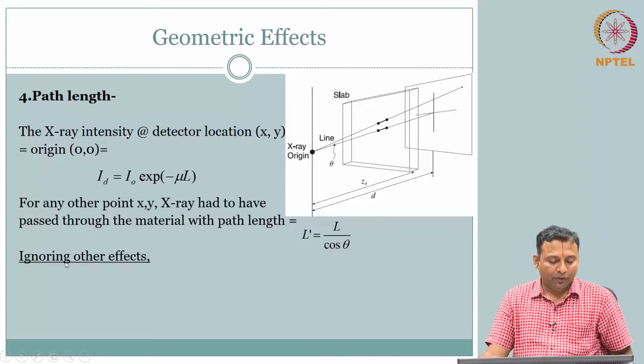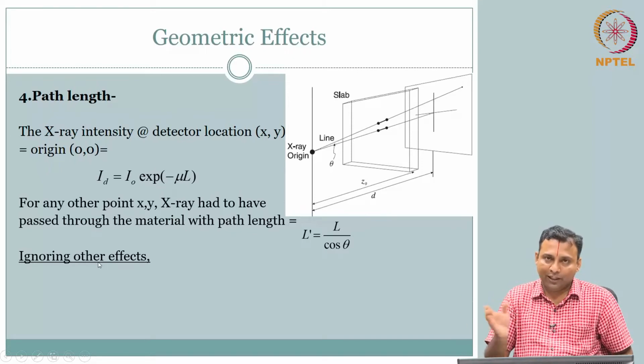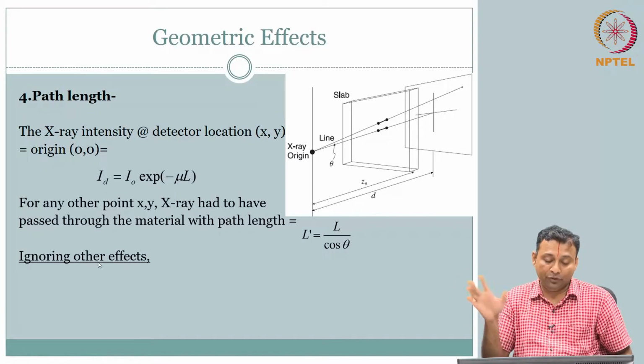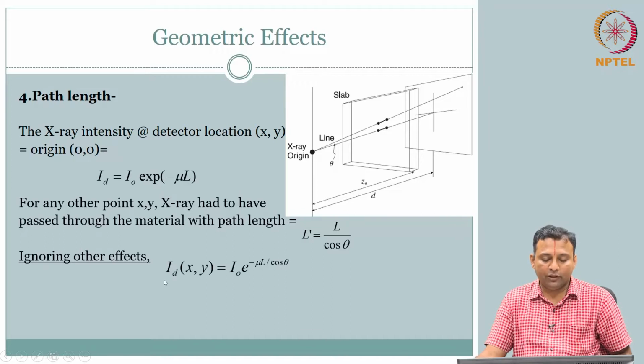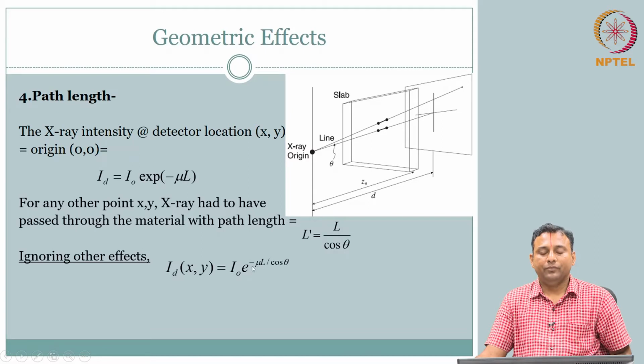So, ignoring the other effects that we have covered so far without the object, if you ignore all that, the only variation is going to be due to your path length variation. If that is the case, then you can write your I_D at every other location x comma y as I naught, whatever is sitting at the center, and then decaying as e power minus mu L by cos theta. So, mu L dashed, right. That is how it is going to vary.